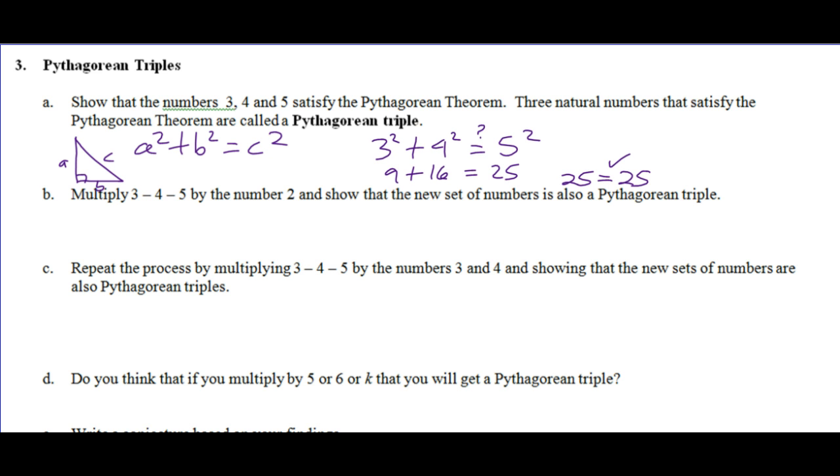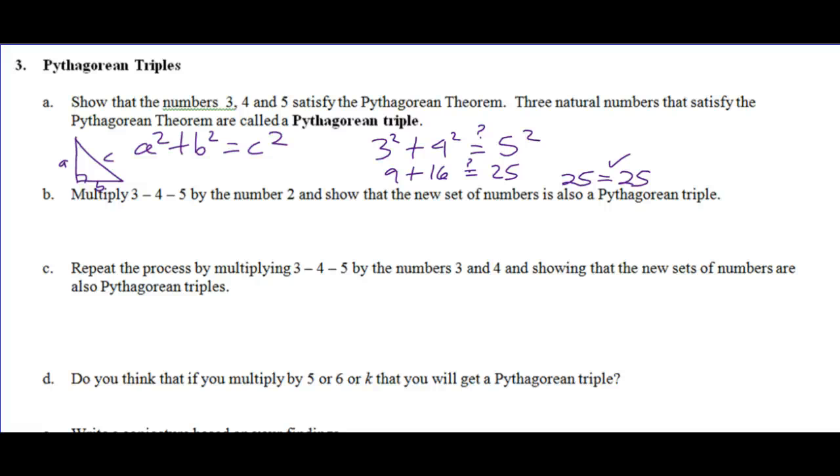We put a little question mark over these, right? We're checking. I'm just checking to see, is 3 squared plus 4 squared equal to 5 squared? So the little question mark over the equal says, well, is it equal? And then we're saying, yeah, it is equal. Okay, so that's a Pythagorean triple, 3, 4, 5.